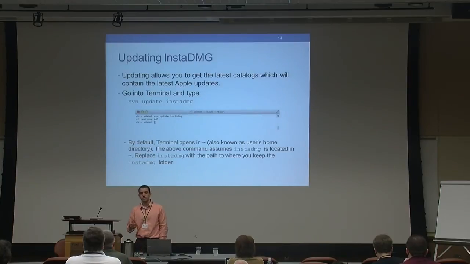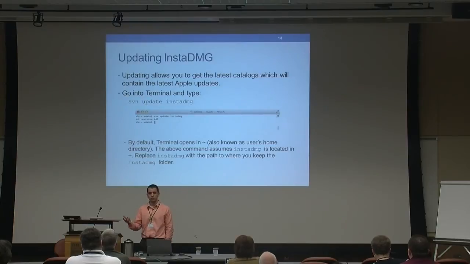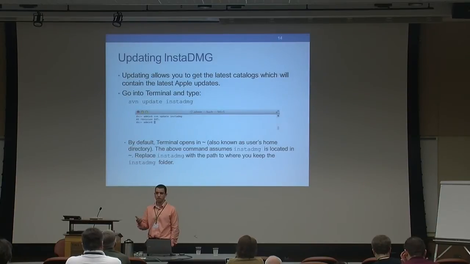So with InstaDMG, you're going to probably want to update it every so often, especially when Apple comes out with updates. Because it's a very simple process, as you just saw, to create a disk image that's fully up to date. So if they release new Java updates, you can edit the catalog file yourself if it hasn't been updated on the InstaDMG repository. But you just run this simple command, svn update InstaDMG, and it just updates it.